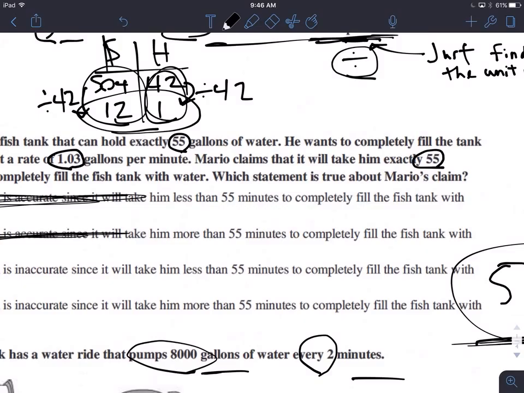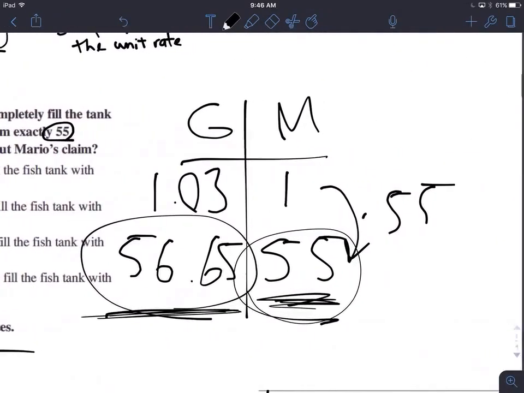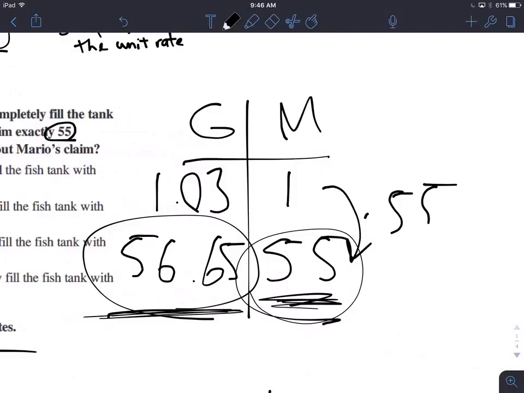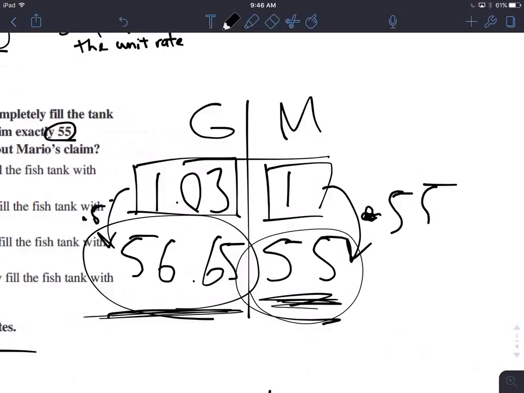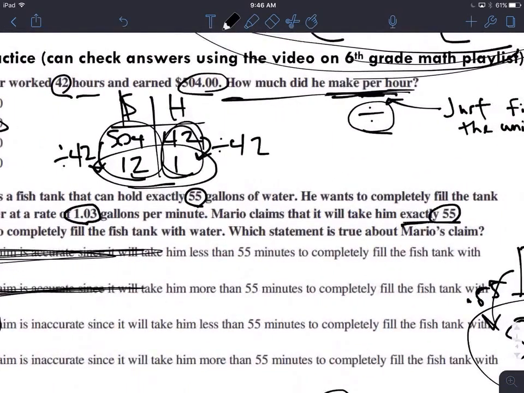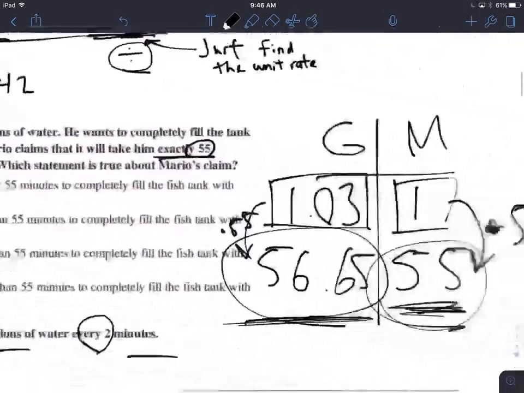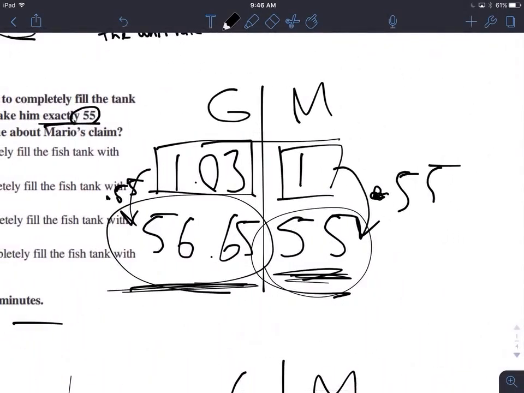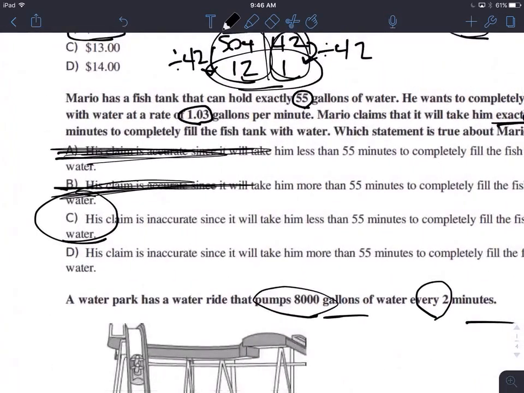On the next one, I really want to focus. So he claims 55 gallons of water, 1.03 gallons per minute. So we know 1.03 gallons per 1 minute. I also know that to get from 1 to 55 minutes, I've got to multiply by 55. Now, if I do the same thing over here, times 55, remember if you just multiply by the same number, you're good. You end up with 56.65. So Mario's claim is that it will take him exactly 55 minutes to completely fill the fish tank with water. It took him 55 minutes to fill 56.65 gallons. So that's not right. So anything where he says it's accurate is wrong.